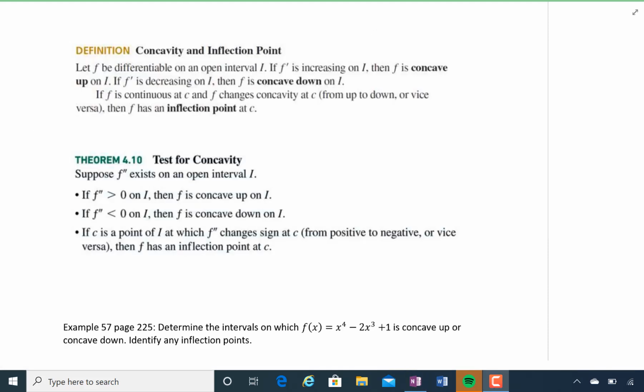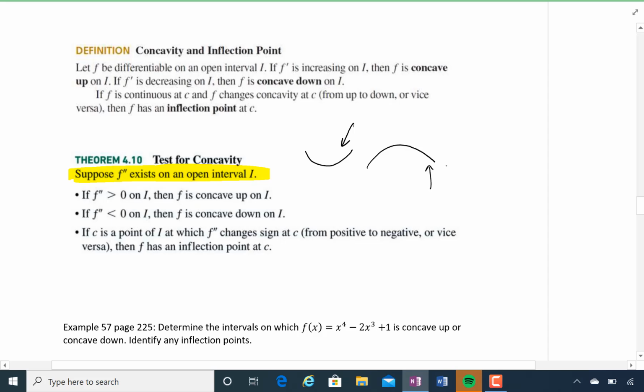Okay, now let's discuss the second part, the concavity and inflection point. So, test for concavity. Suppose f double prime exists on an open interval I. Well, concavity means when it looks like this or it looks like that. When I learned it in high school, we called it, when it holds water, concave up, and when it doesn't hold water, concave down. Kind of makes sense.